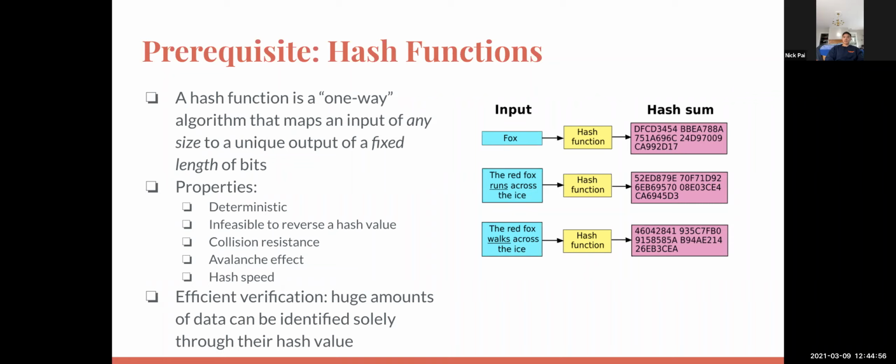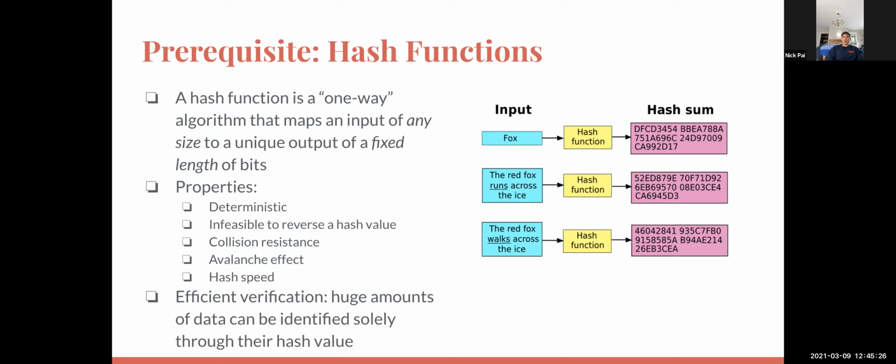The avalanche effect: if you change one tiny bit of the input, it creates an avalanche in the hash value. As in the bottom two example inputs in the graphic, the red fox runs and the red fox walks, even though they look very similar on the input side, they should be very different on the hash value side. And hash speed. So the hashing itself should be pretty fast.